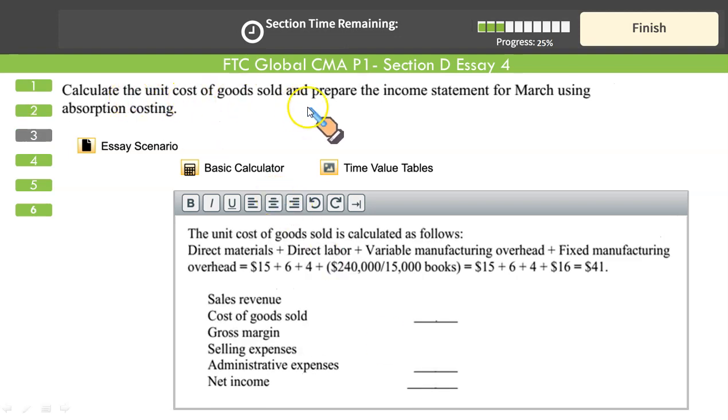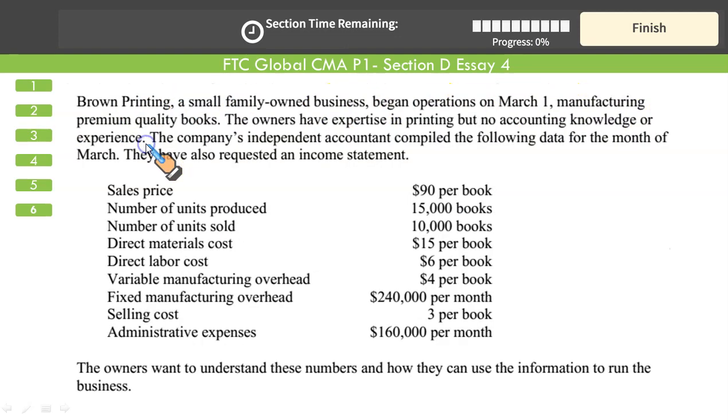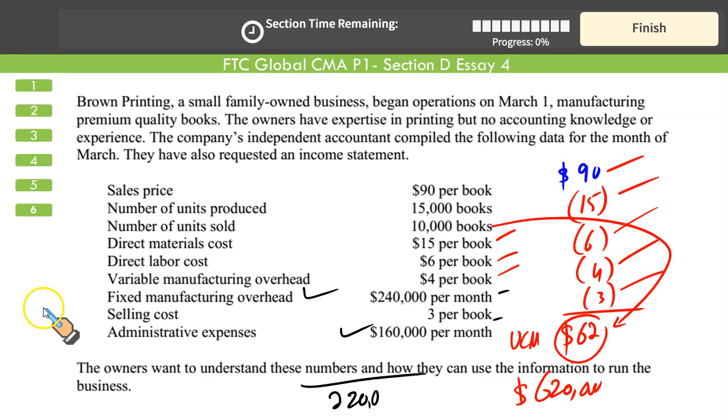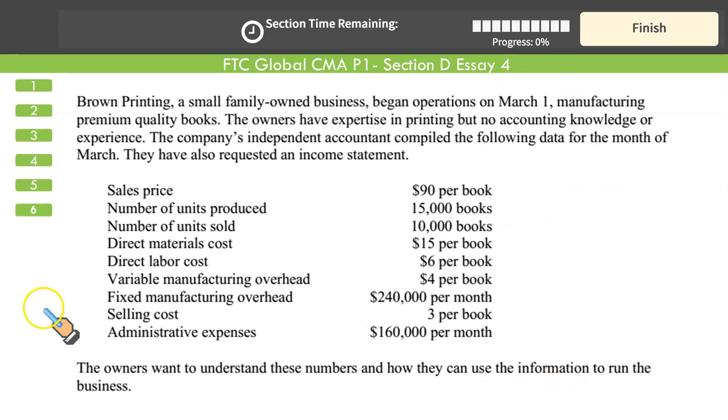Calculate the unit cost of goods sold and prepare the income statement for March using absorption costing. Let's go straight to the scenario and do our working there. Under absorption costing, you need to calculate the CGS per unit. We have material, labor, variable manufacturing. We have to calculate the fixed cost per unit. 240,000 is the fixed manufacturing overhead, divided by the number of units produced.